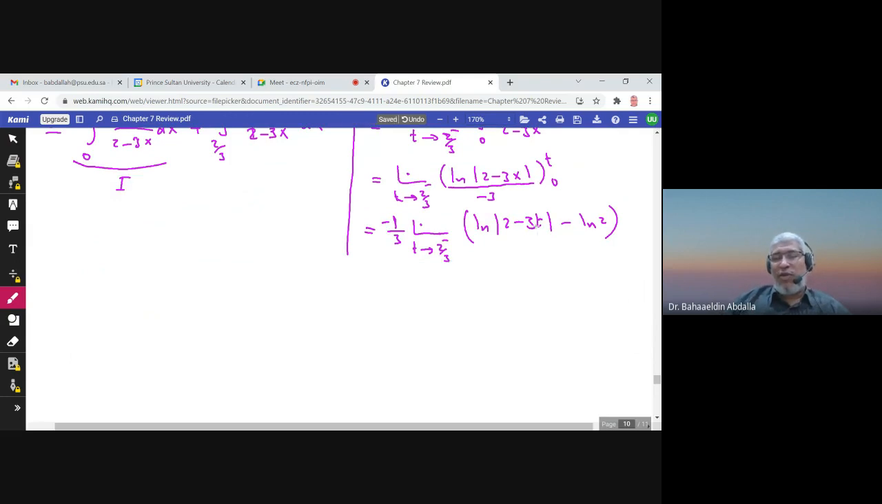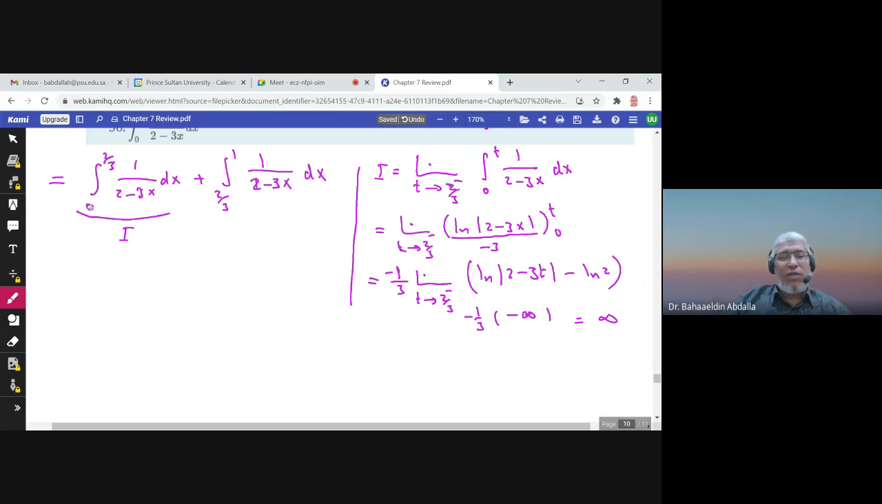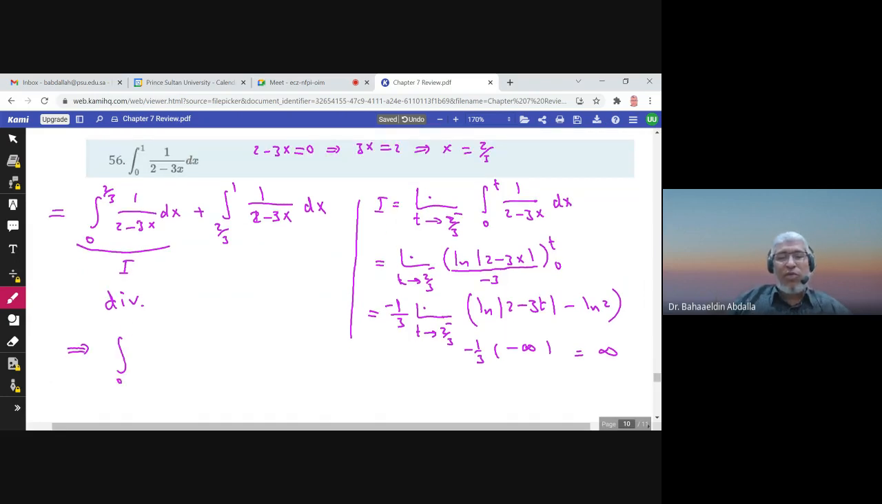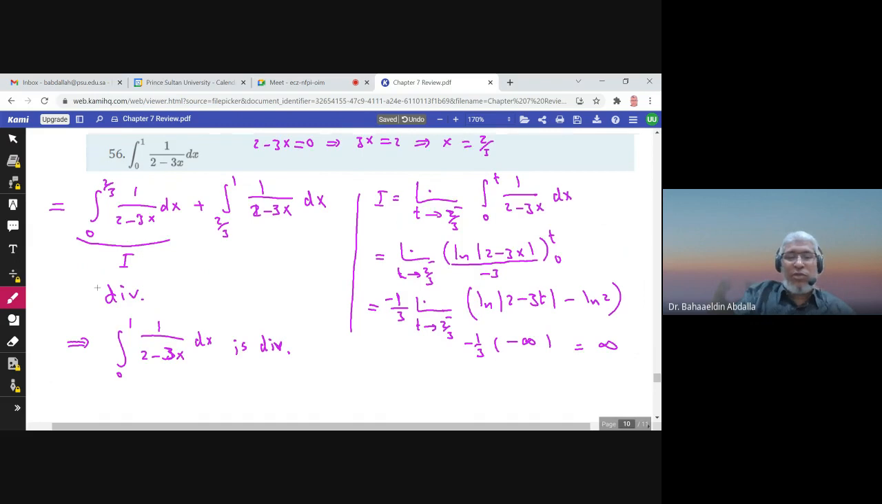Now when I replace t by 2 over 3, 3 times 2 over 3 is 2. And 2 minus 2 is 0. Absolute value, this would be a 0 positive. And ln 0 positive is negative infinity minus ln 2, so it would be negative infinity, times negative 1 over 3, so it would be infinity. So this integral is divergent, hence the integral from 0 to 1 of 1 over 2 minus 3x dx is also divergent, because part of it is divergent, so it has to be divergent.